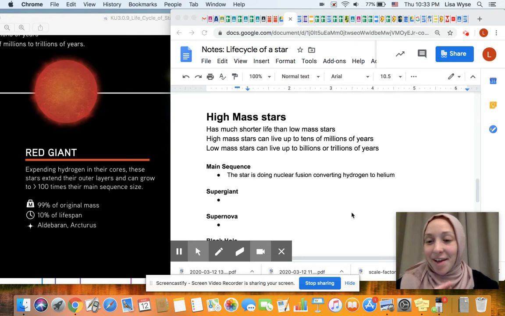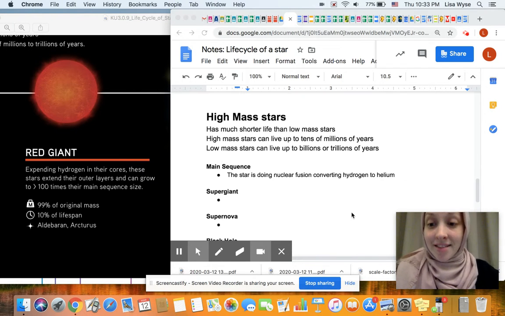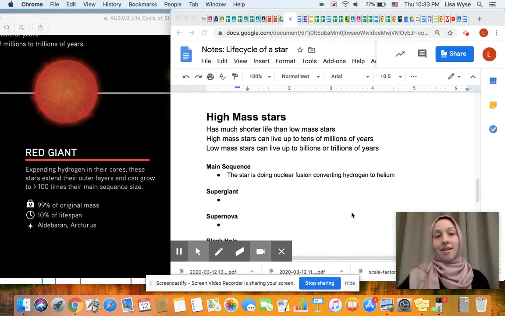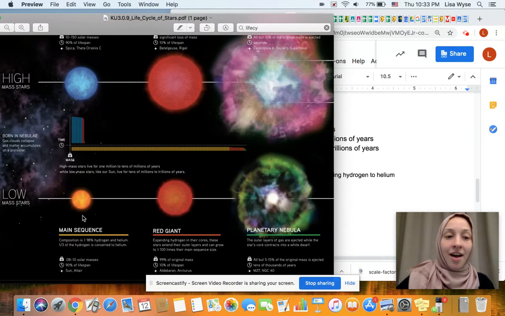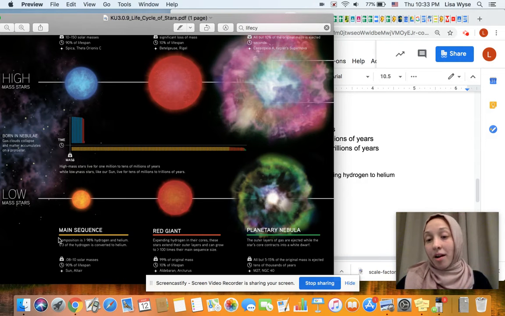Hi everyone. Today we will continue our lesson on the life cycle of a star. Yesterday we did low mass stars. Today we will do high mass stars. So what is the difference between a low mass star and a high mass star? A low mass star is smaller. That is the biggest difference.